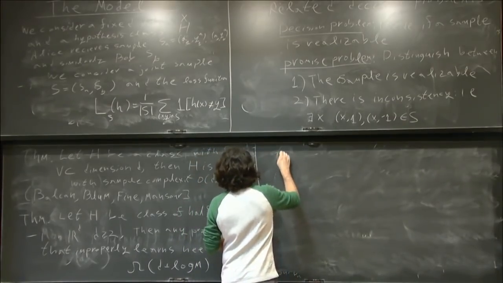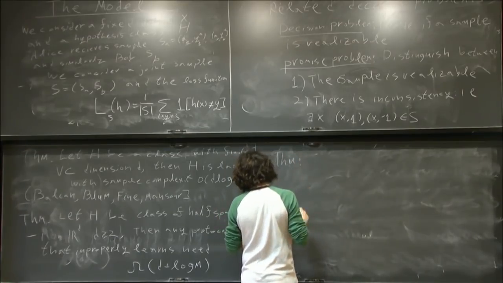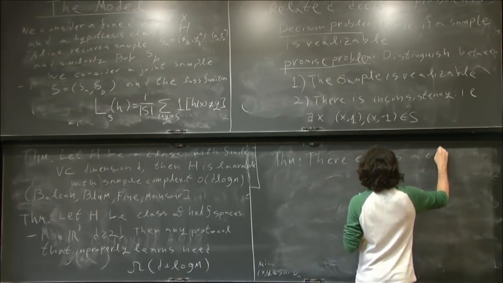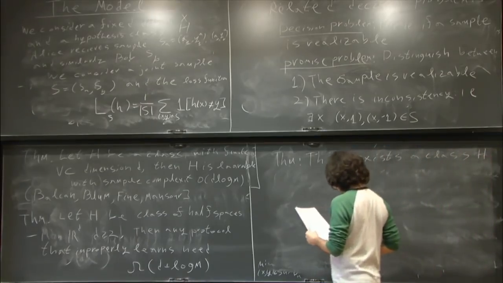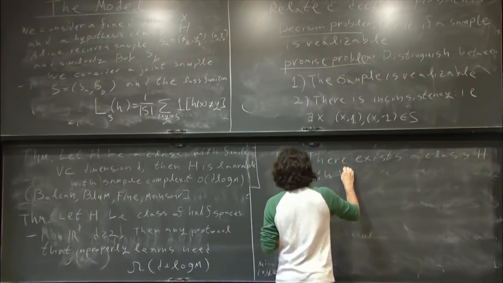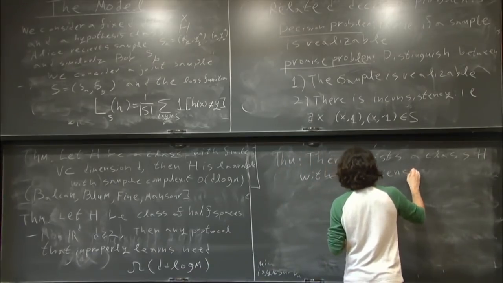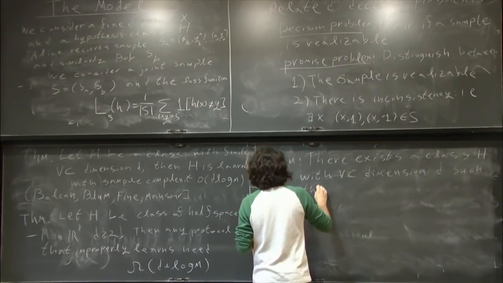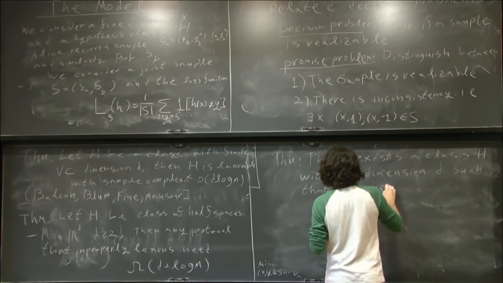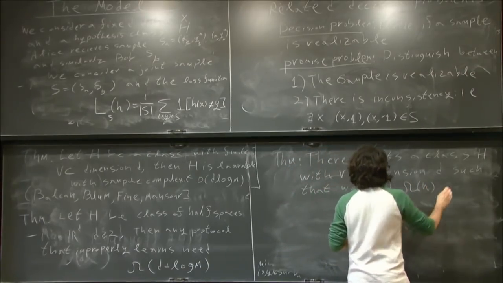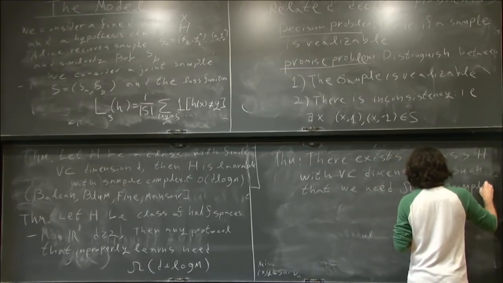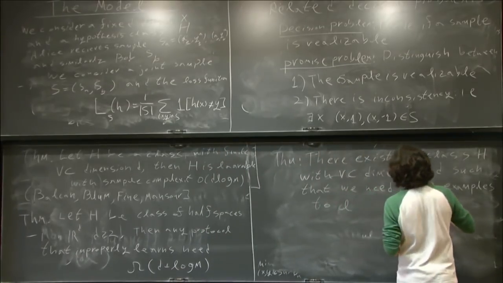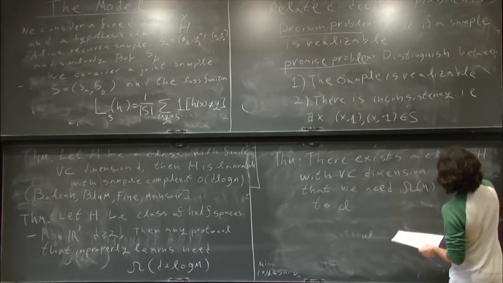I'll just say that no, it's not true. There exists a class H with VC dimension such that we need omega n examples to learn.